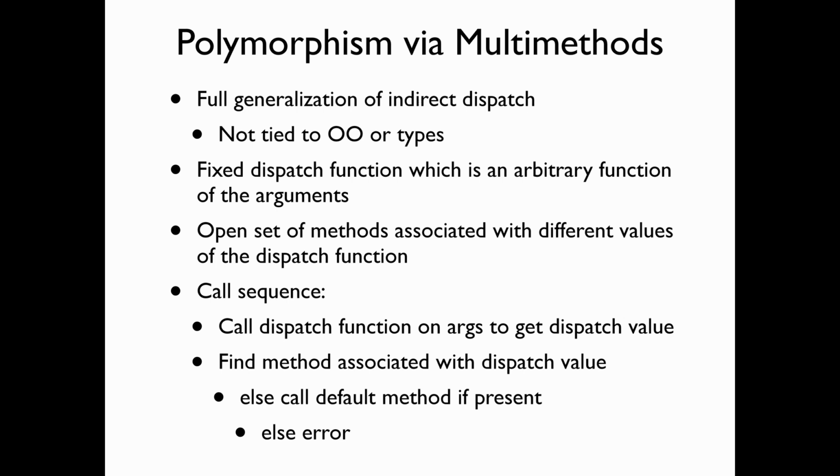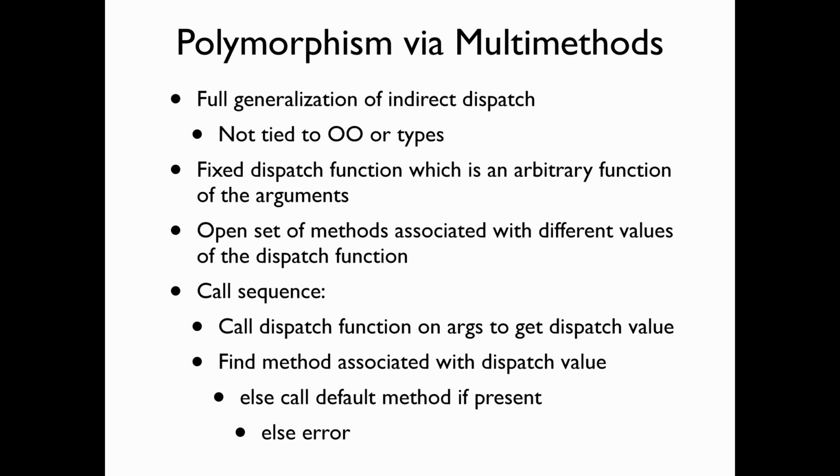You have some set of arguments, you have a function on the arguments that determines what method to call, and then you call that method. That's what Clojure implements. So it's really a full generalization of indirect dispatch, and it's not tied to object orientation, derivation, types, or anything else.